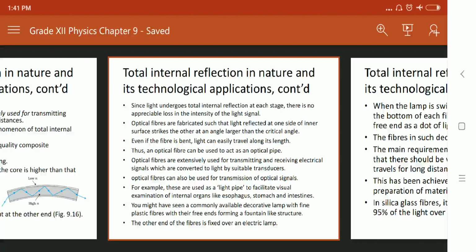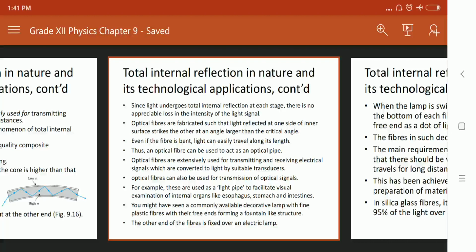Optical fibers are used for transmitting and receiving electrical signals in the form of light. That works like a transducer, as we have discussed. Initially, where the light enters at that particular point, we use a transducer which converts the electrical signal into a light signal. The light signal carries the information of the electric signal and propagates, and at the end we receive a light signal which is converted back into an electrical signal through a transducer.